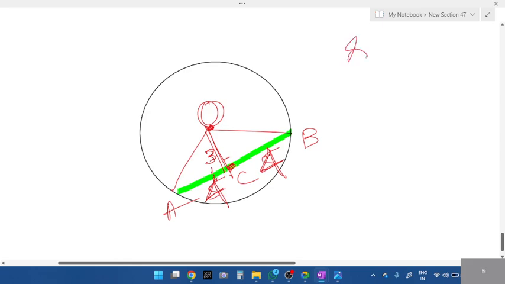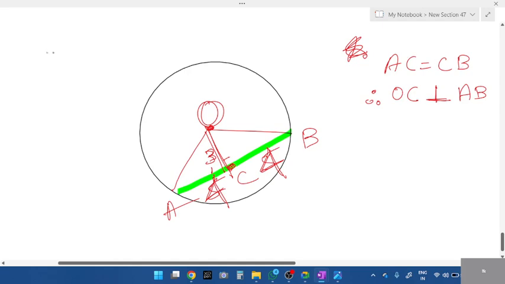Very good. How will you answer this? AC is equal to CB. Therefore, OC is what? OC is 90, you can't write 90 degrees. OC is perpendicular. Perpendicular to which one? OC is touching which line? AB. AC is equal to CB.